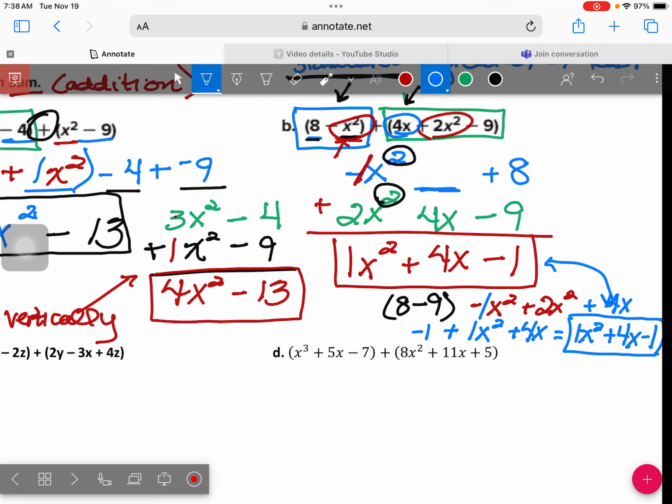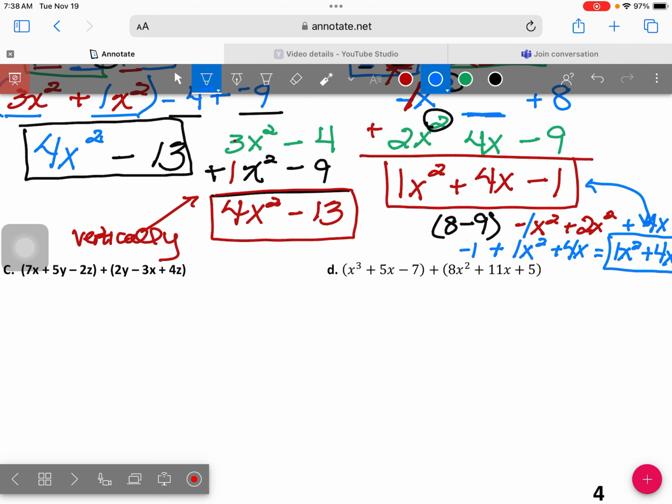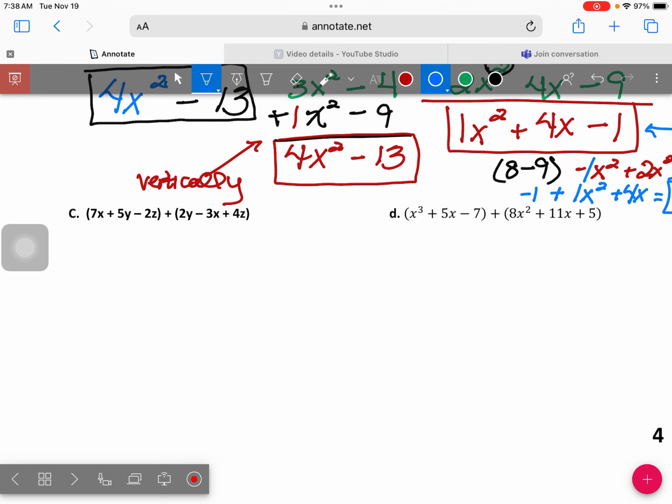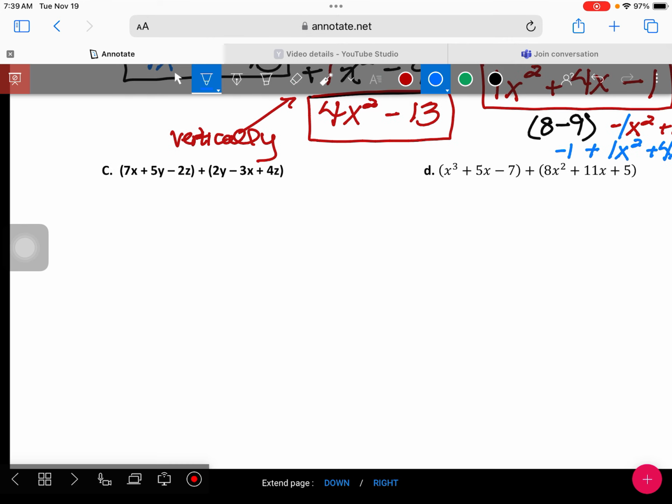Okay. All right, so let's take a look at the next one. 7x plus 5y minus 2z plus 2y minus 3x plus 4z. Okay? I prefer the vertical method, but I know a couple of you did horizontal. So you do you. Okay? Whatever way is better for you.